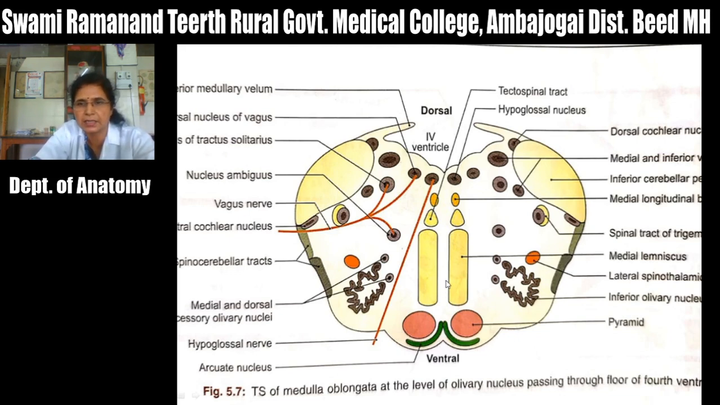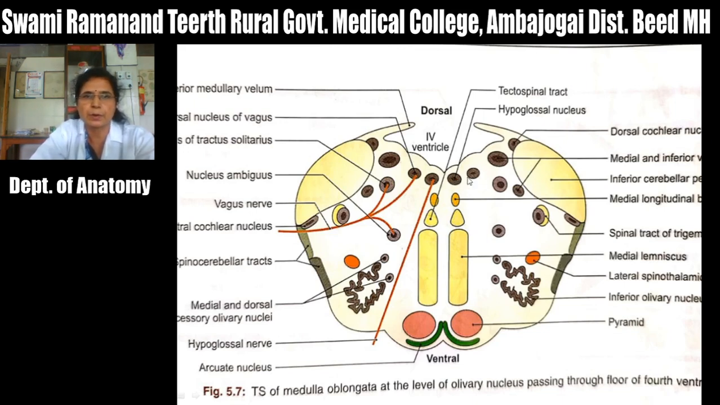Then the next structure is the medial lemniscus. Then posterior to this there is the tectospinal tract, that is from the tectum to the spinal cord. Then next is the medial longitudinal fasciculus, and most dorsally, in the floor of the fourth ventricle, there is the hypoglossal nucleus.